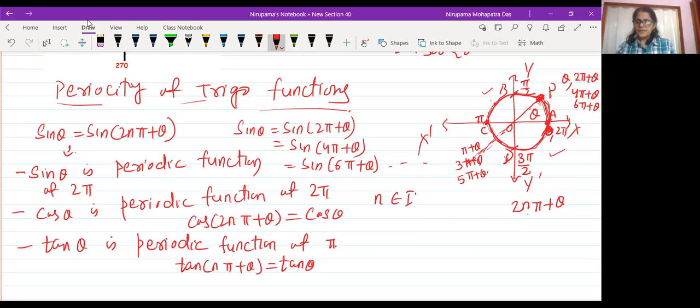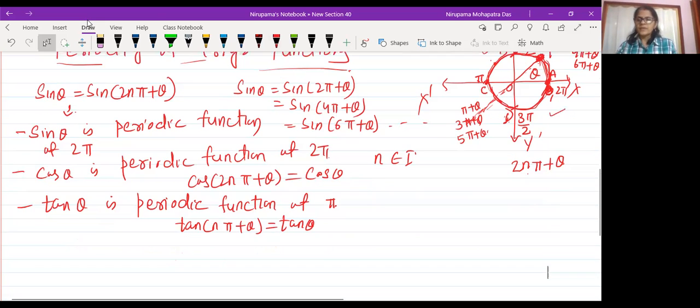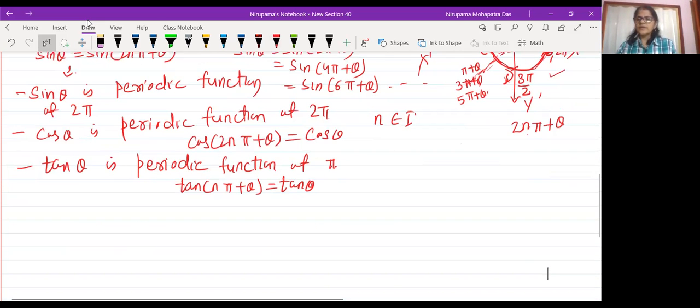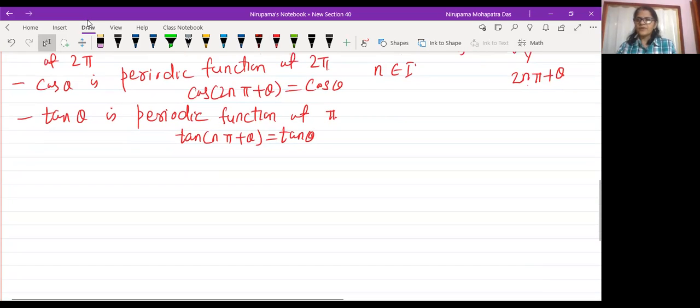Any quadrant you take, the same result will be valid. Periodic function means whenever a function is repeated after a regular interval. It may be time, it may be angle. So that is basically a periodic function. In general, for a periodic function, you can write that if you have f of x equal to f of x plus k.